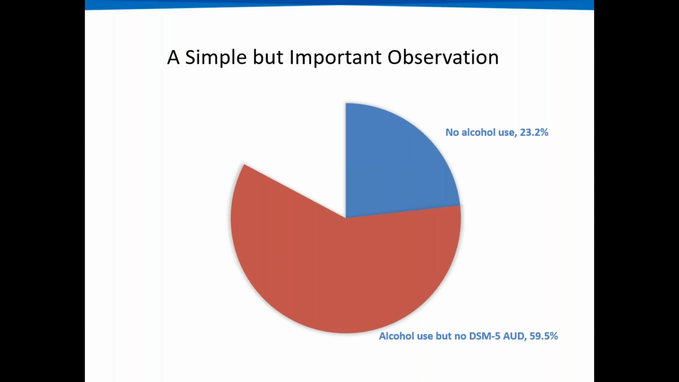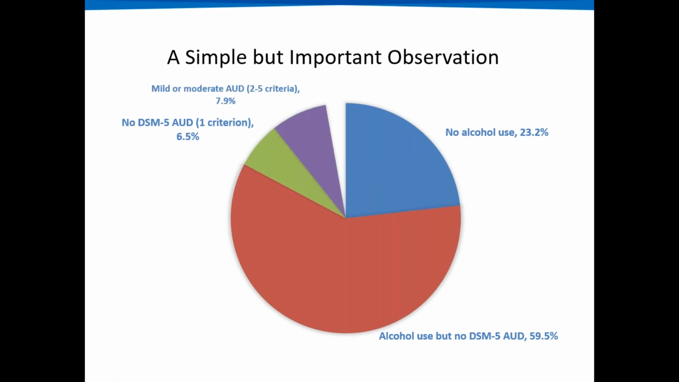So with regard to alcohol use disorder, here's what the researchers found. 23% of the sample reported that they had never used alcohol in their lifetimes. Just about 60% of the sample reported that they had used alcohol in their lifetimes, but they had never experienced any of the symptoms of alcohol use disorder. 6.5% had used alcohol and had experienced one criterion, but would not be said to have experienced alcohol use disorder. 7.9% had mild or moderate alcohol use disorder in their lifetimes because they endorsed between 2 and 5 criteria. And finally, 2.8% had experienced at some point severe alcohol use disorder. They endorsed 6 or more criteria.